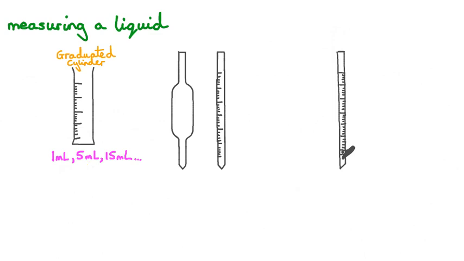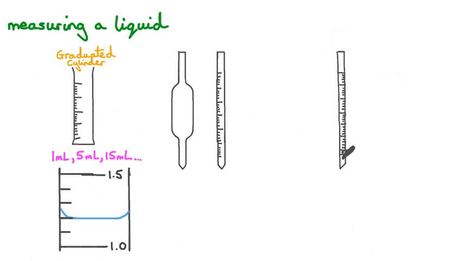Let's have a look at how we read the measurements. Here's a close-up of a measuring cylinder. Now let's add our liquid. How would we read this volume? The rule that we use is that we always read from the bottom of our meniscus. The meniscus is the skin-like surface of our liquid.